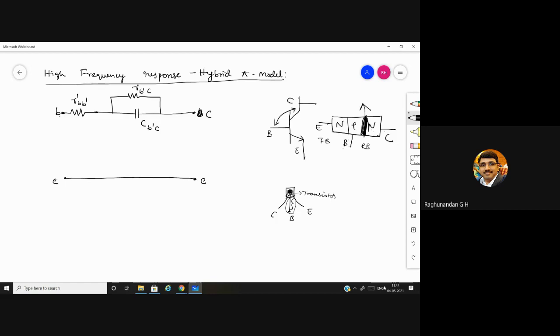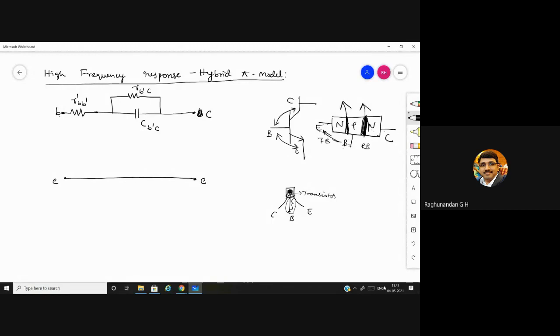So everything is in the figure only. The same thing we are writing here. No need to worry about it. In the same way, between the emitter and the base, do we have any junction? Yes, we have a junction.